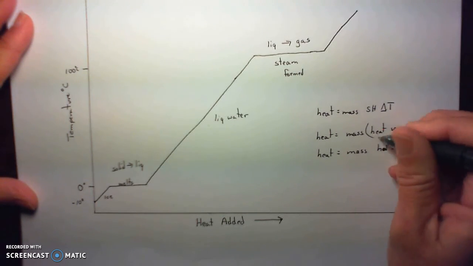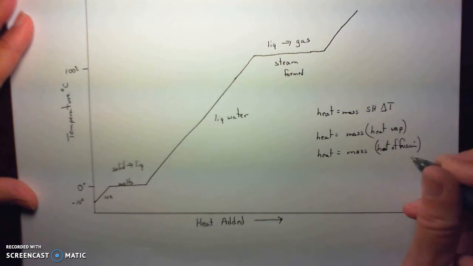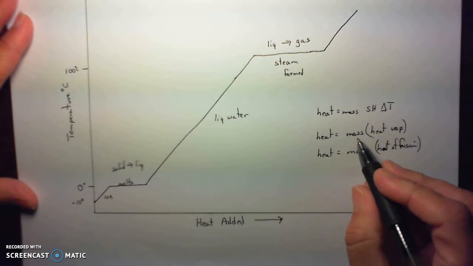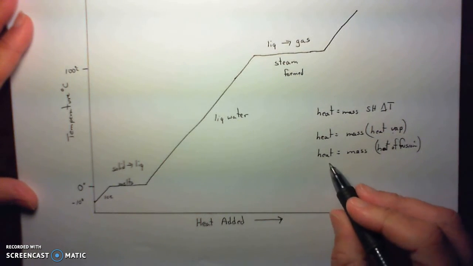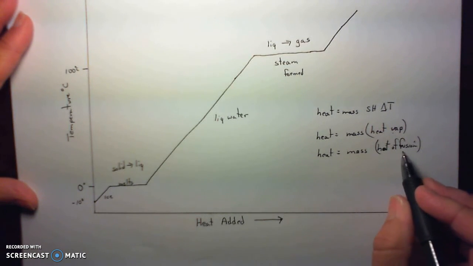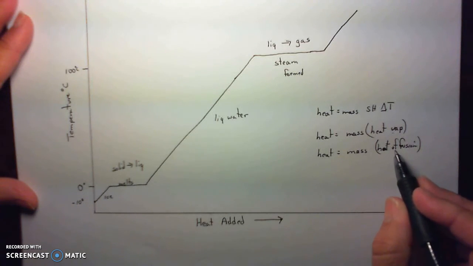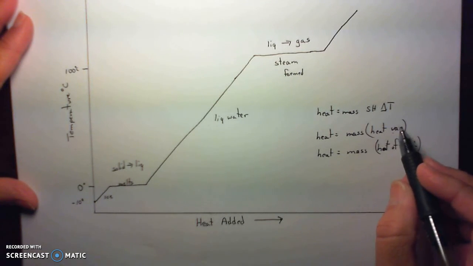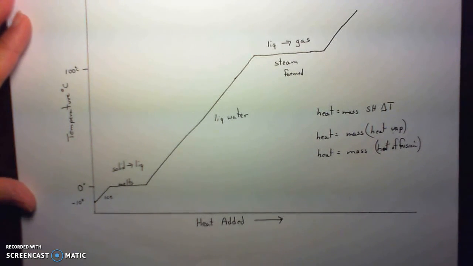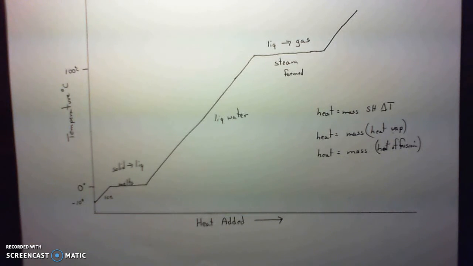Sorry for my writing there. So we've got heat is equal to mass times the heat of vaporization, or heat is equal to mass times the heat of fusion. This is for a solid liquid, and this is for a liquid gas. Okay? So that's what you need to know about these heating and cooling curves.